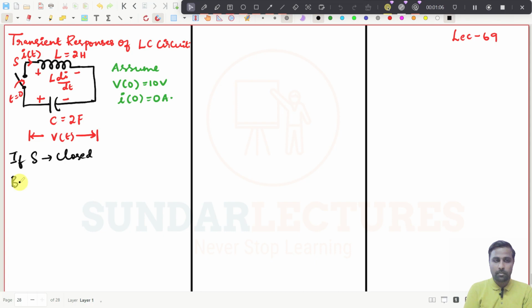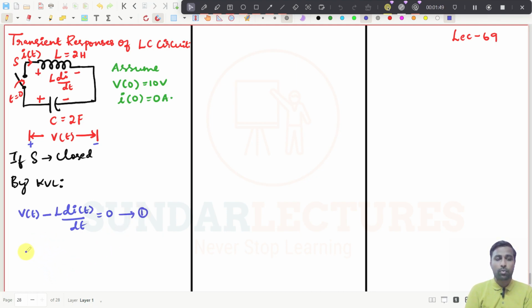I am just going to write the expression by KVL. See, the current is flowing in this direction, so in the capacitor it will travel from minus to plus. This will be plus, this will be minus, so my current will travel from minus to plus, so it will be plus V of t. And from plus to minus it is traveling in the inductor, so it will be minus L into di of t divided by dt, and that should be equal to 0. So this is the expression using KVL. I make this expression number 1.